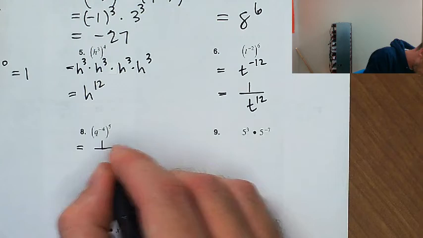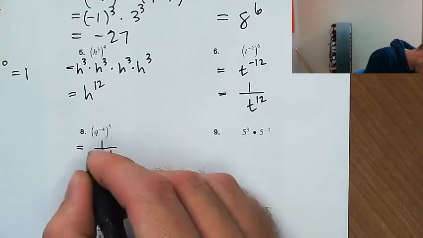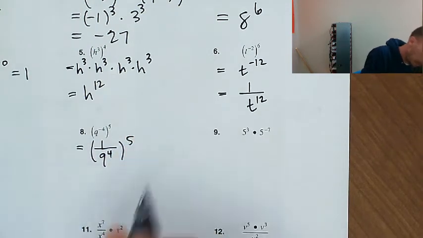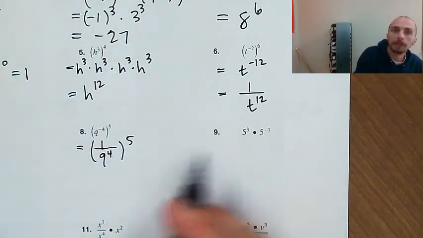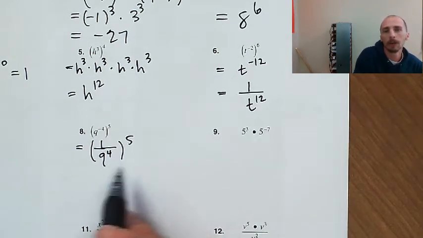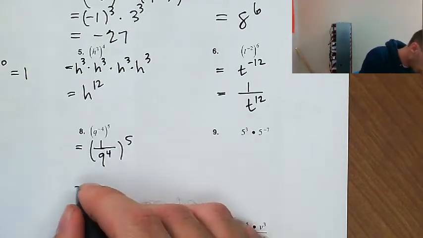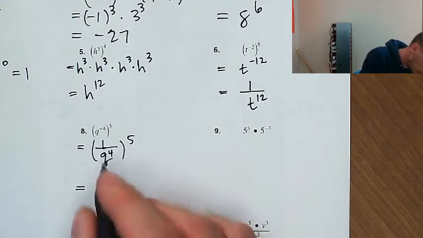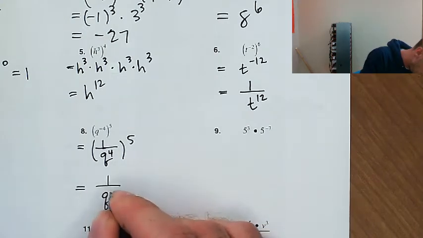Q to the -4, wait, that's 1 over q to the 4. We're going to take that to the 5th power, and if I wrote that out 5 times, I'd have 5 copies of q to the 4 in the denominator, and I would add all those exponents together, and I get 20 total q's in the denominator. Okay, so 1 over q to the 20.